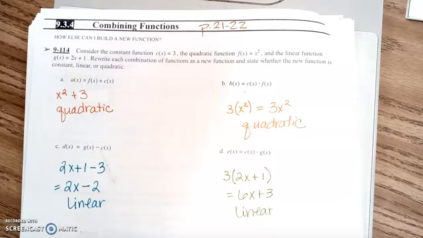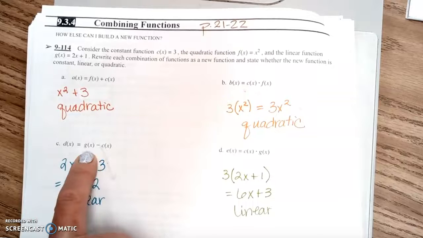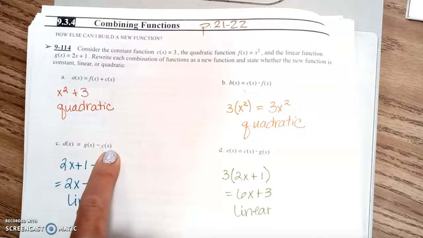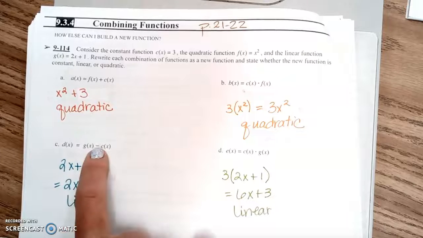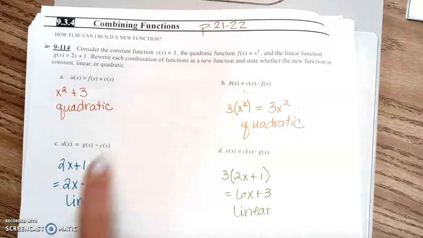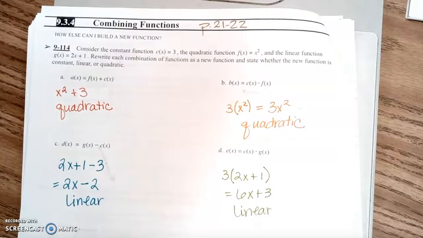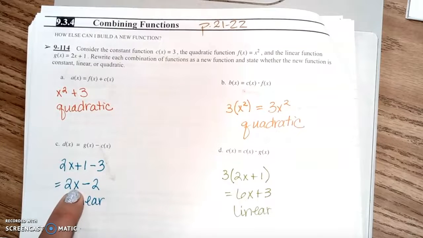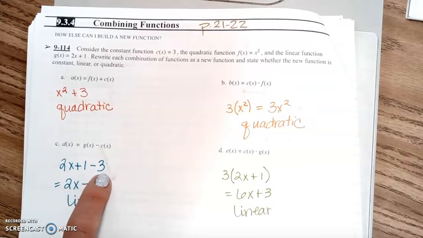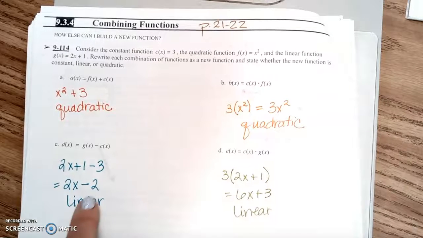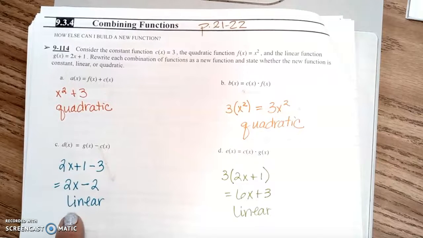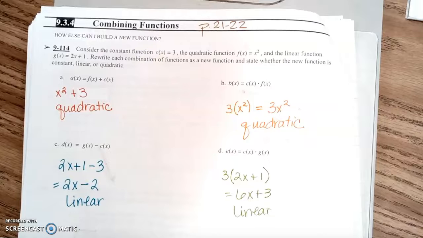Part C says, for d of x, they want us to take the g of x and subtract the c of x. So g of x is our 2x plus 1. Then we want to subtract c of x, which is 3. So we're going to simplify that. Nothing combines with the 2x, so we just rewrite it. And then we have 1 minus 3, which is minus 2. Then the x ends up being to the first power, so this one's going to be linear, meaning when we go to graph it, it's going to look like a line.